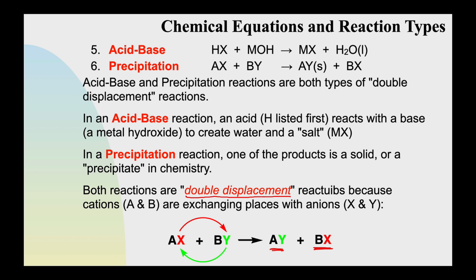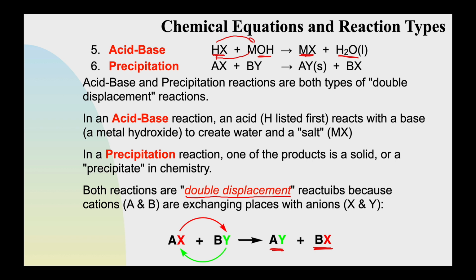And both acid-base and precipitation reactions follow this pattern. In the acid-base reaction, an acid has H listed first with some kind of X next to it. The base has a hydroxide, OH minus, with a metal, M. So in this kind of dance, M and H are like the positive parts, and the X and the OH are the nonmetal parts. So you can see on the other side, M and X are now dancing together, and you also have H and OH dancing, which is water.